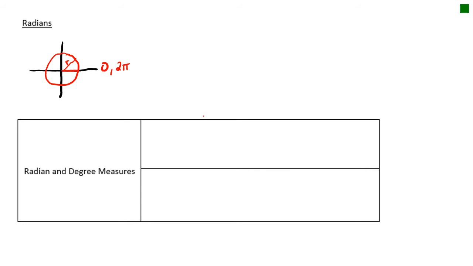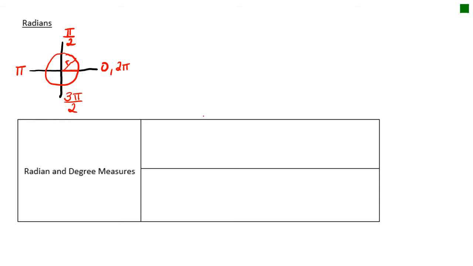So if we travel halfway, half of 2 pi is pi. So 180 and pi are the same thing. And if we do 90 degrees, that's half of 180, so half of pi. So radians, again, we're talking about in terms of pi. Every circle is 2 pi. Every half circle, or semicircle, is pi. And if we travel halfway between pi and 2 pi, that's 1.5 pi, which we write as 3 halves pi.